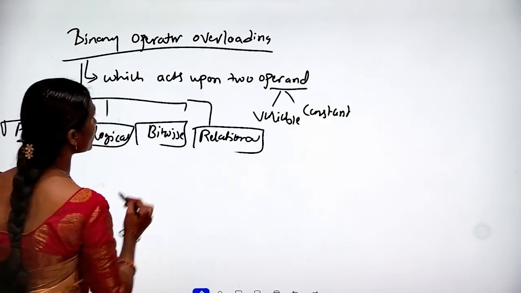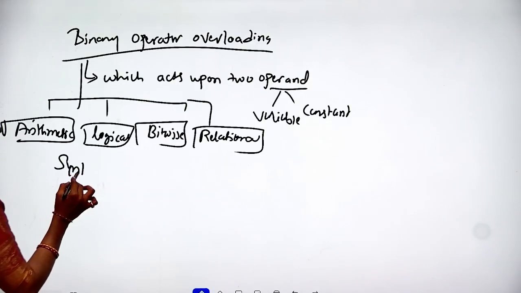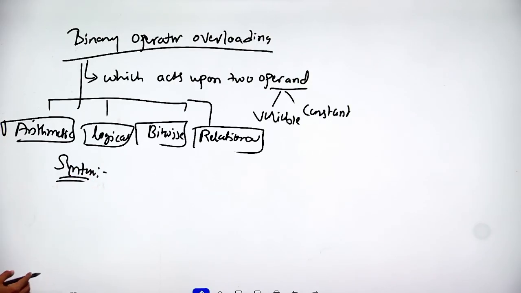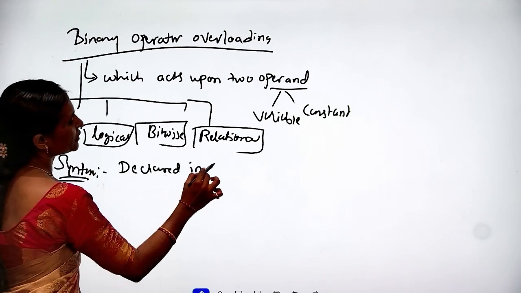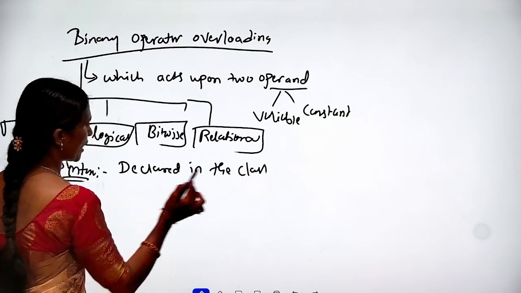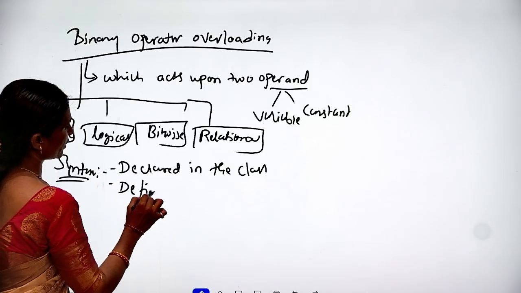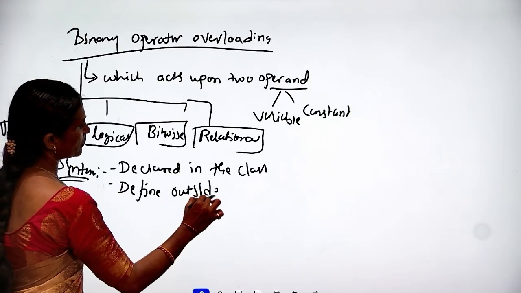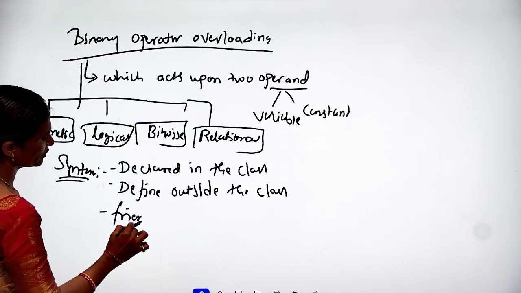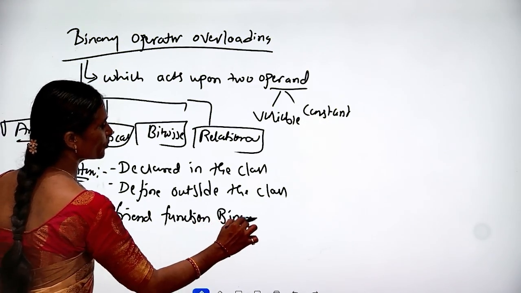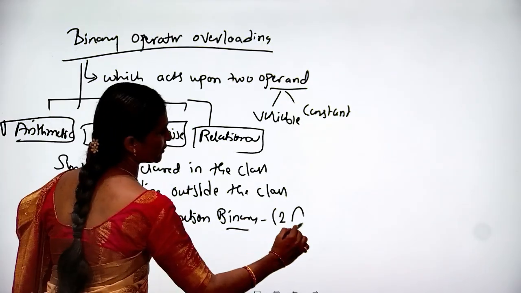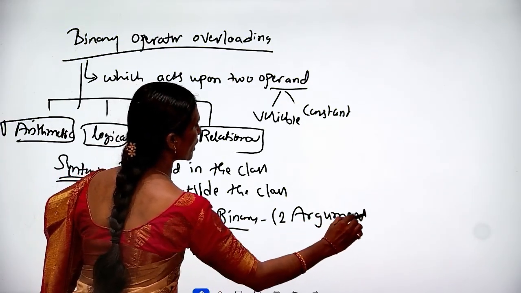As we are working with the friend function, let's take the syntax to overload the binary operator using a friend function. It should be declared in the class, and needs to be defined outside the class, as it is a friend function. As it is for binary, how many arguments does it take? Two arguments.